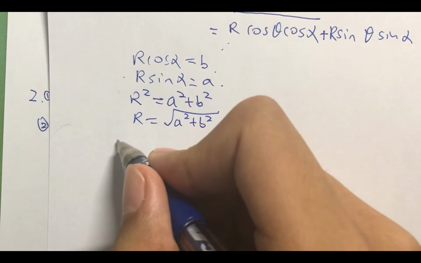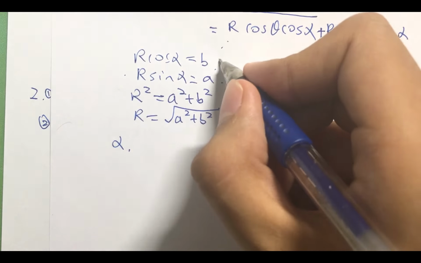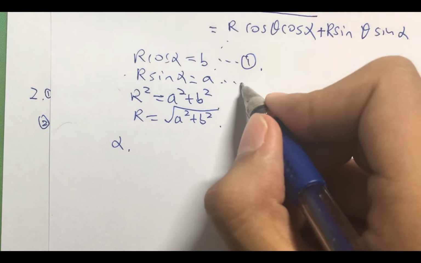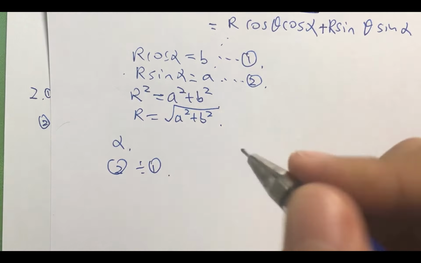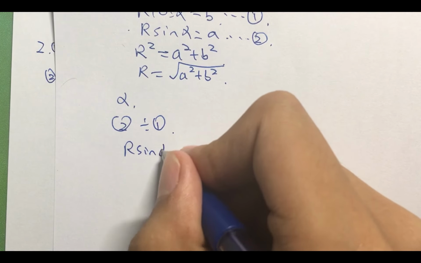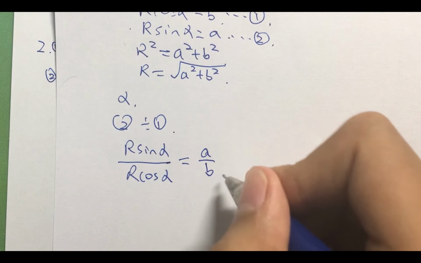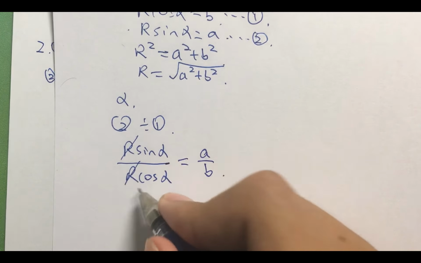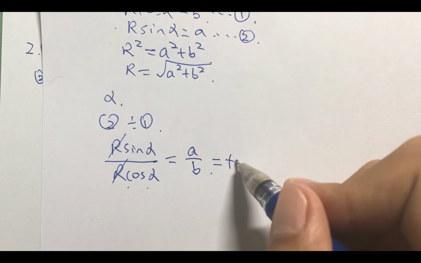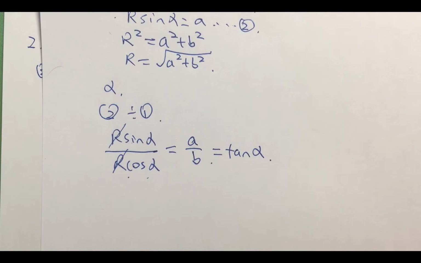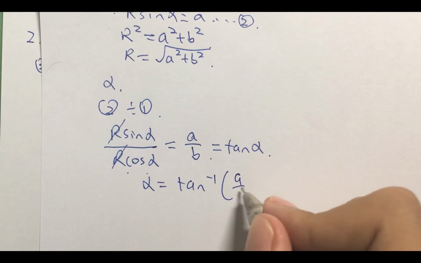And let's solve for alpha. For alpha, how do we solve it? Let's call this equation 1 and this equation 2. And let's use 2 divided by 1, which becomes r sine alpha over r cosine alpha equals a over b. And we can cancel the two r's, and we know that tangent is equal to sine over cosine, which means this is equal to tangent alpha. And we know that alpha is equal to arctangent a over b.